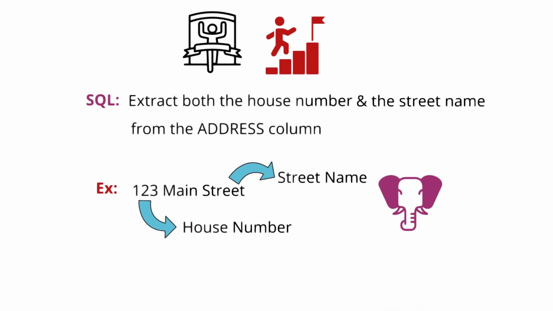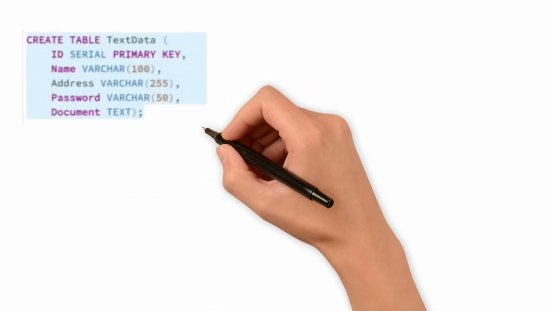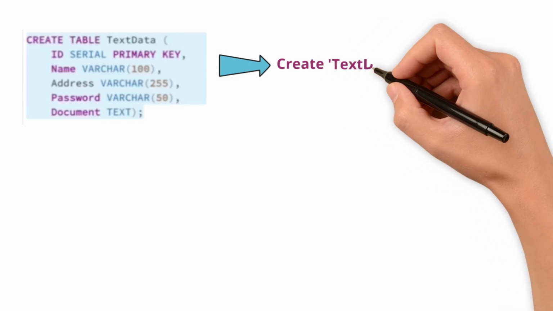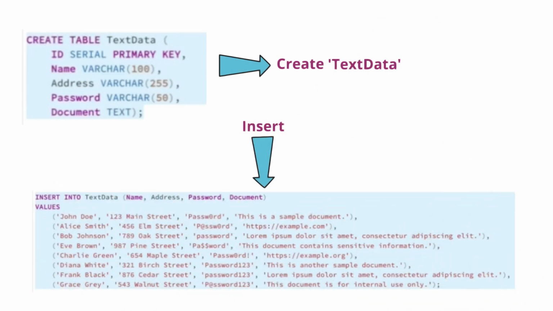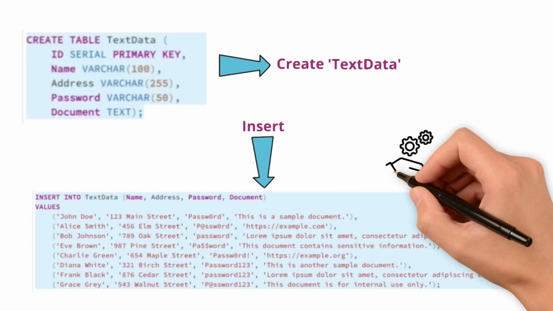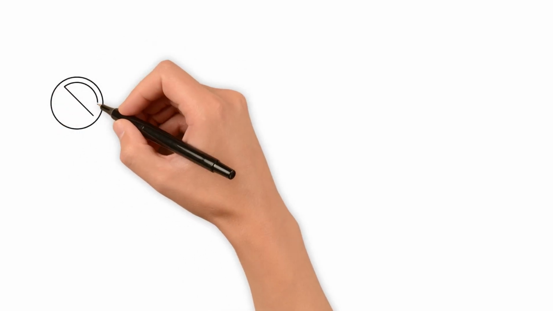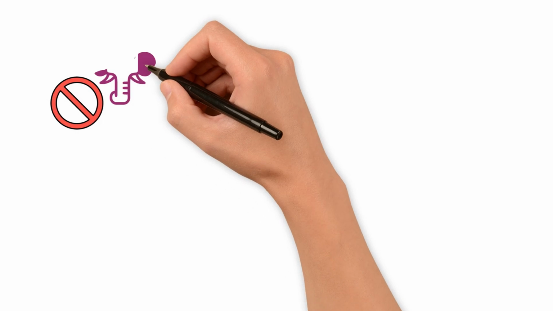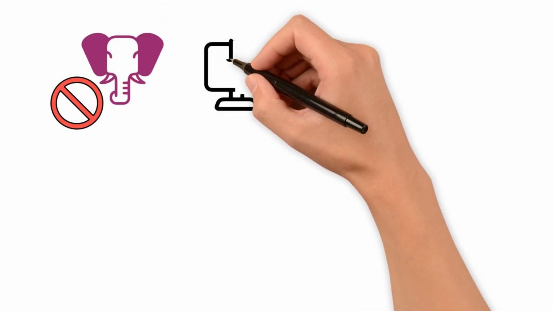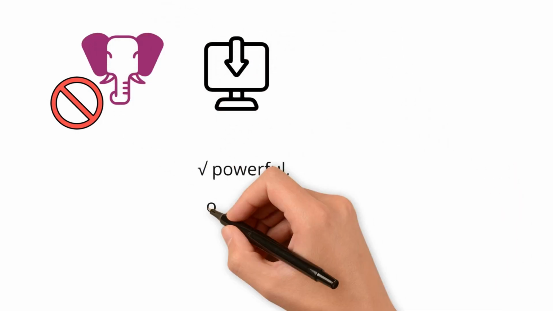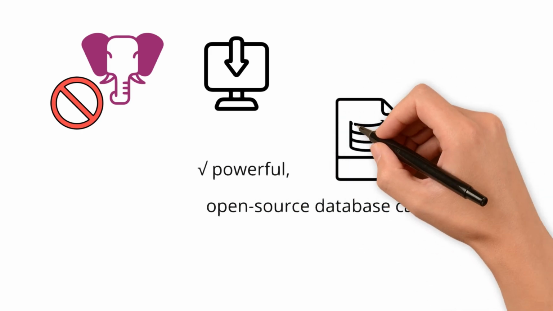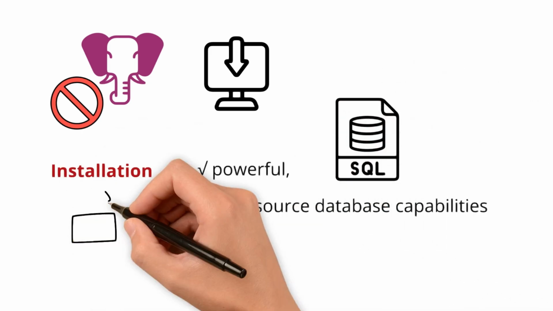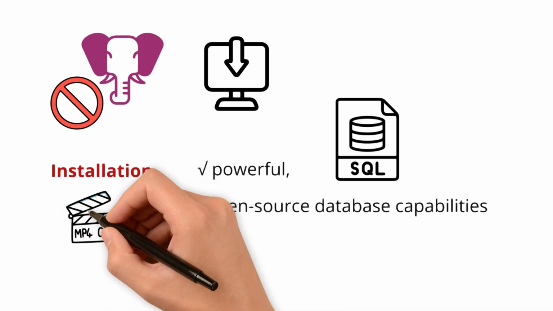Let's jump right in. I'll share the DDL scripts to create a table named text data and insert relevant data into it, so you can leverage the dataset for your string functions practice. If you don't have PostgreSQL on your system, please install it to leverage its powerful open source database capabilities for your SQL practice. Follow our installation video for step-by-step instructions.